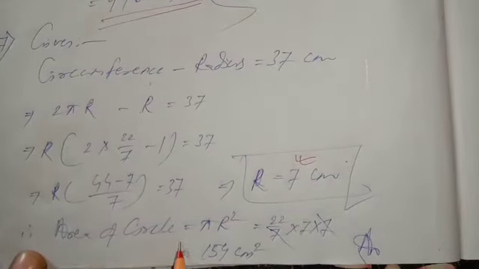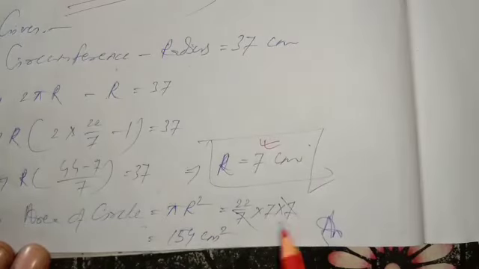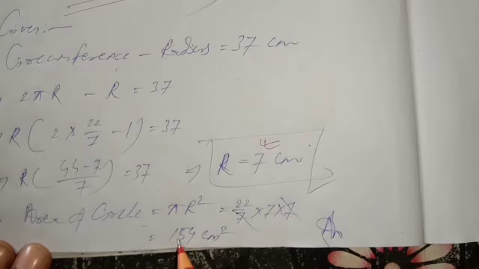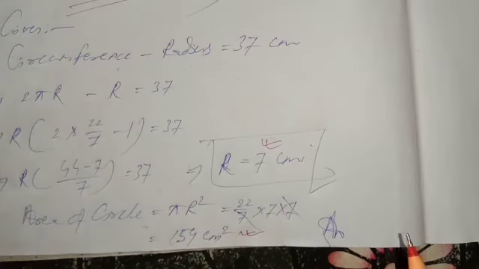Therefore, area of the circle, formula is pi r square. Pi means 22 by 7 into 7 into 7, one 7 cancels, coming 154 centimeter square. That is the area of the circle.